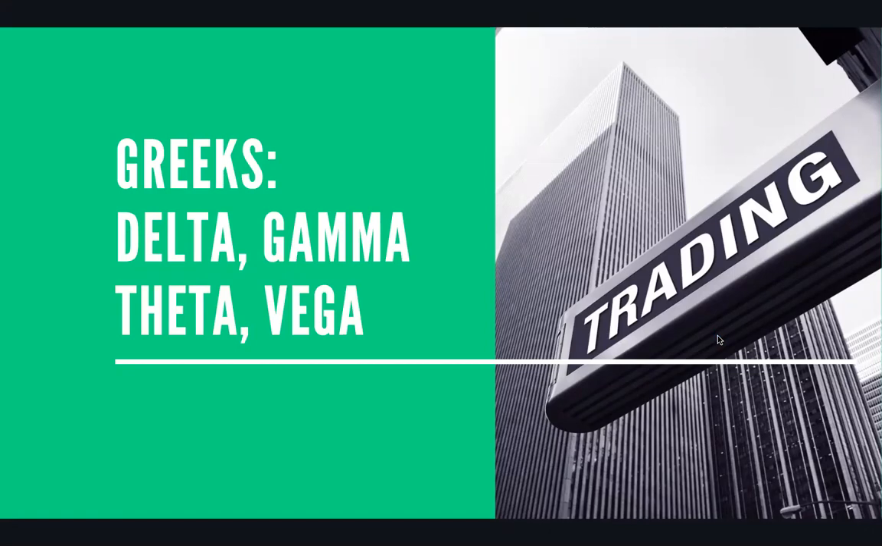Of course, the Greeks are risk parameters. Here we will talk about four risk parameters. In general, we have more. We have five Greeks, but the fifth one, we never talk about it because it's related to interest rates. And as interest rates are so low, near zero, the Greek related to interest rates will never be something important.